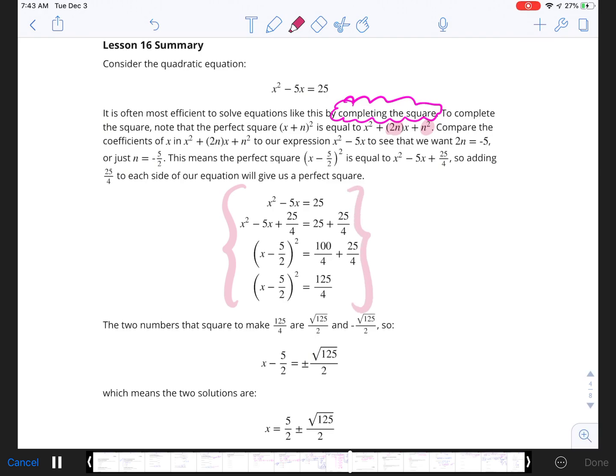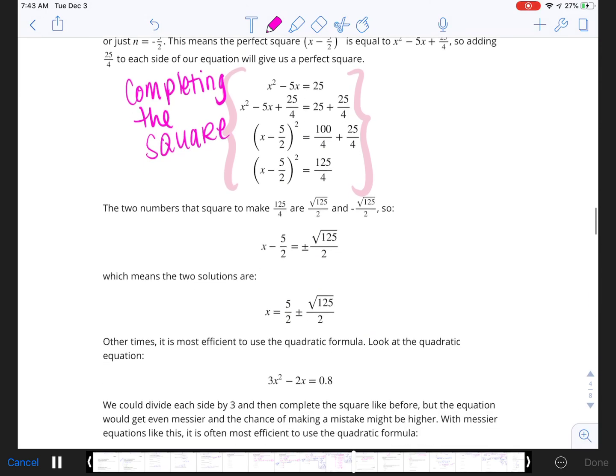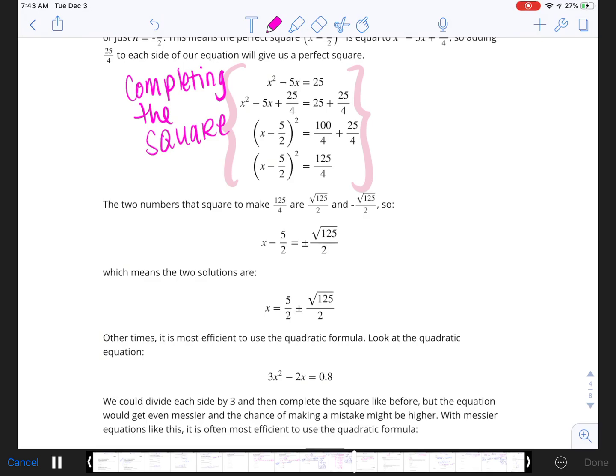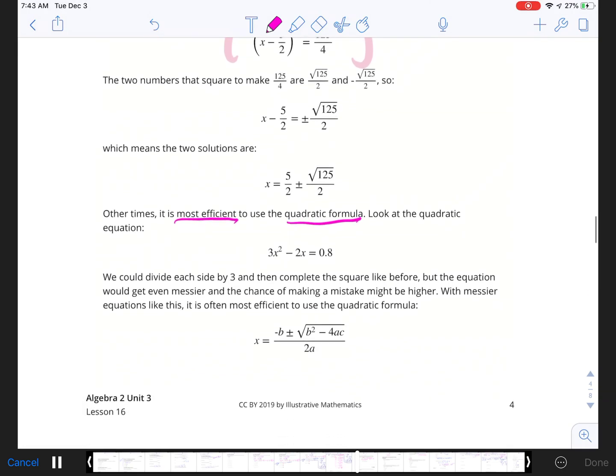So here's an example of it, and this example also shows you how messy it can get when your middle term is odd. You end up with these really big fractions. Completing the square is a good method, but it doesn't work all the time. It gets really messy work. And so most of the time, I'm actually going to fall back on the quadratic formula. Notice it says that quadratic formula tends to be the most efficient.